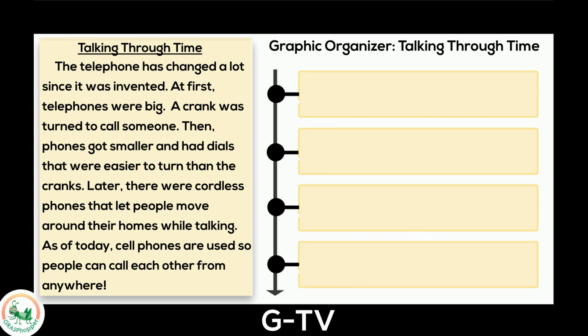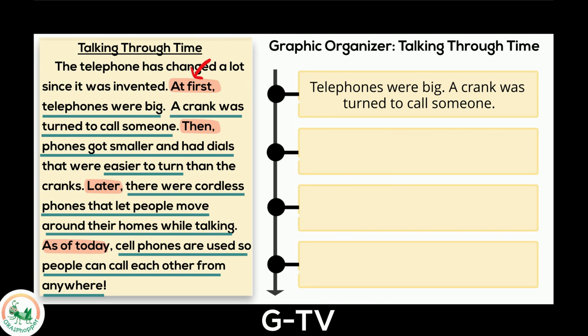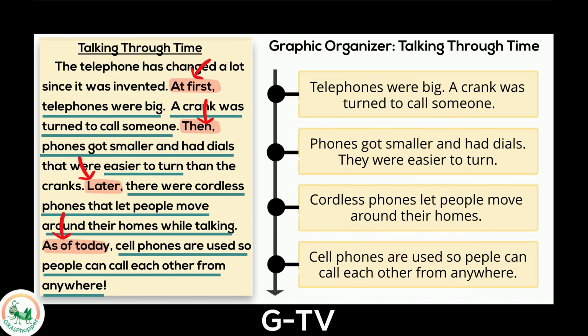We can complete a graphic organizer for all of the information we highlighted and underlined in Talking Through Time. Let's look at the transition words we highlighted to help us decide which event came first. We write that event in this box. Then we use the other transition words to put the rest of the events in the correct order. Now the graphic organizer is finished. We can easily see the sequencing information from the text.